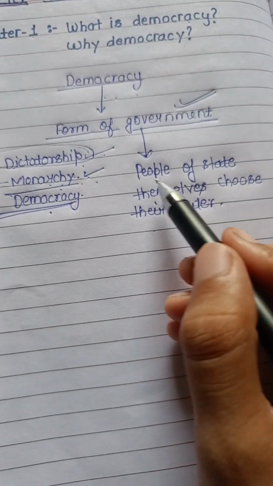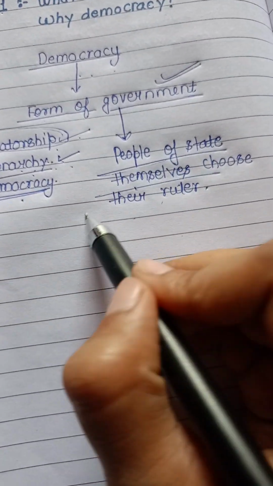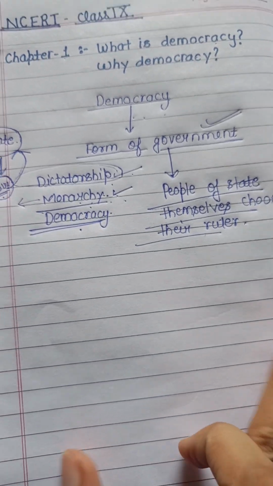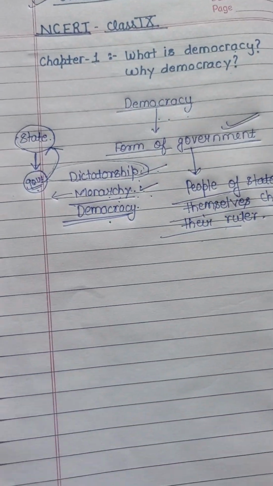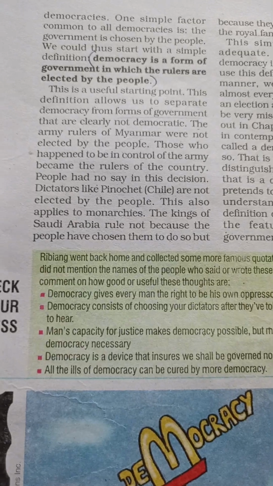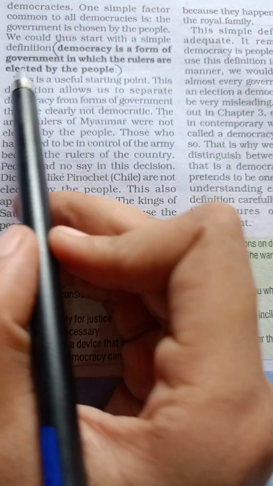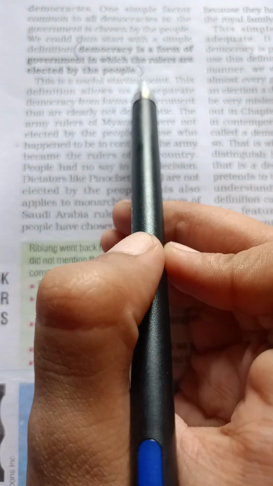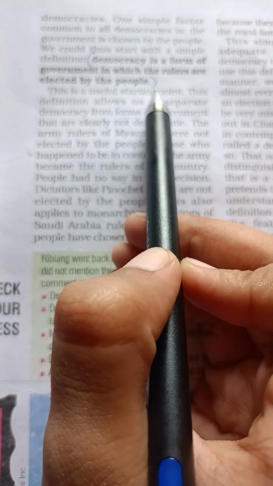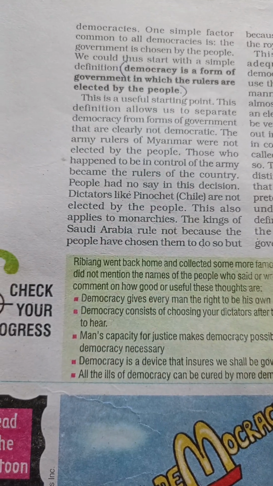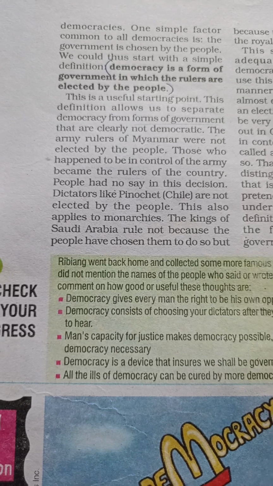So here the people of the state themselves choose their ruler. This is democracy. Hope you understood. So the same you see in your book, that democracy is a form of government in which rulers are elected by the people. So this is what happens in democracy, that rulers are elected by the people.